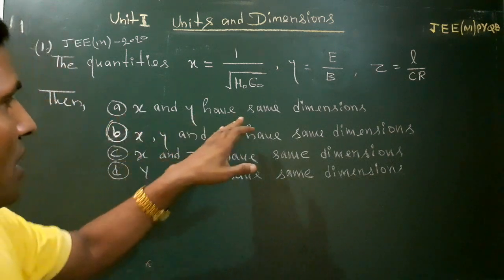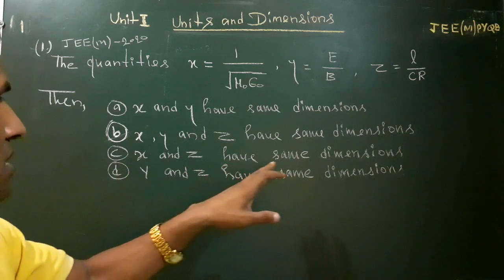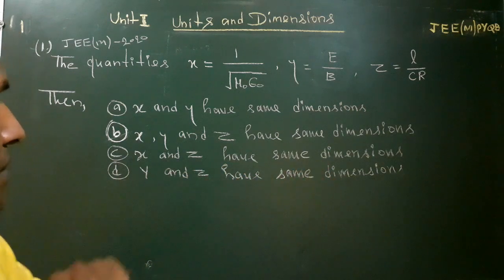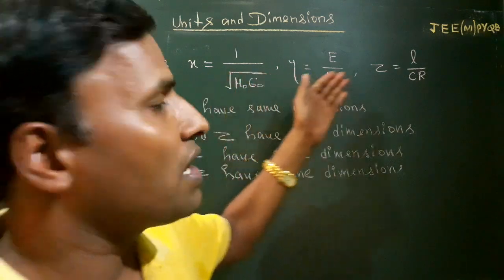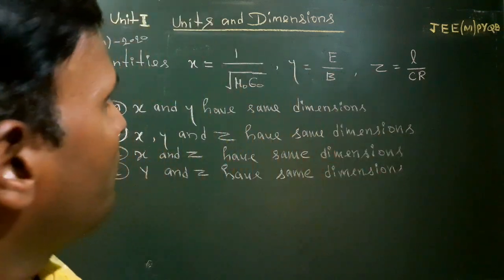The options are: x and y have the same dimension; x, y, z have the same dimension; x and z have the same dimension; y and z have the same dimension. I mean, we have to calculate the dimensions of x, y and z. See how we can do it.